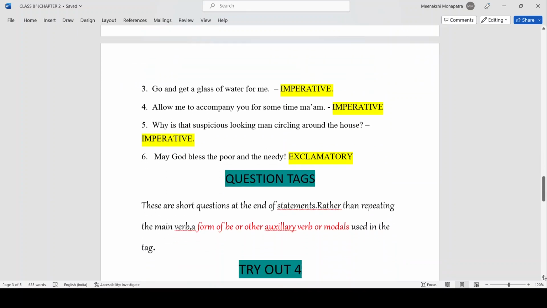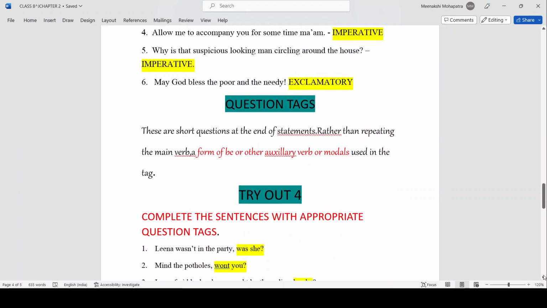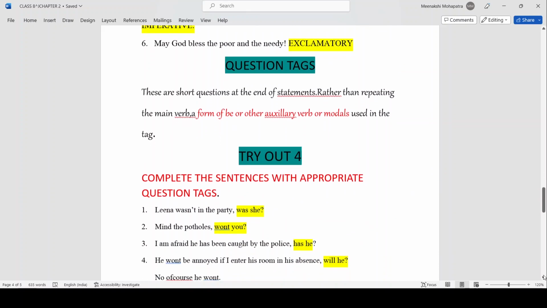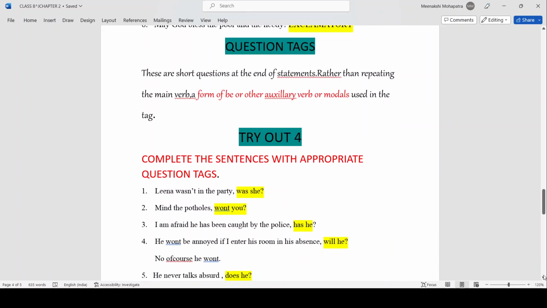Question tags. These are short questions at the end of statements. Now, rather than repeating the main verb, a form of be or other auxiliary verbs, children, are also called helping verbs, like can, be, etc., or modals used in the tag. Now, try out number 4. Complete the sentences with appropriate question tags.